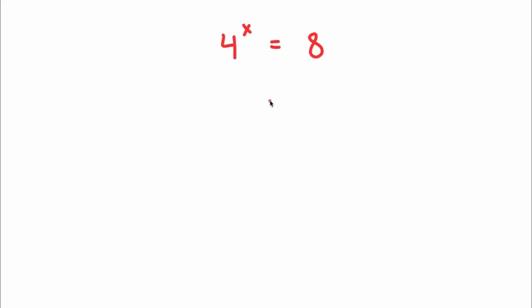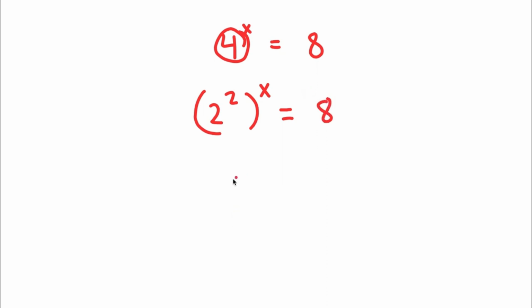Alright, so now I have 4 to the power of x is equal to 8. So, to solve this, I'm going to first start by rewriting my 4 here as 2 to the power of 2. So now I have 2 to the power of 2 to the power of x is equal to 8.